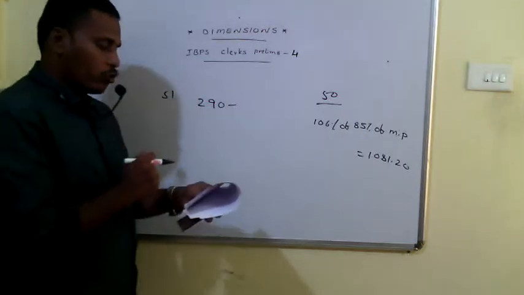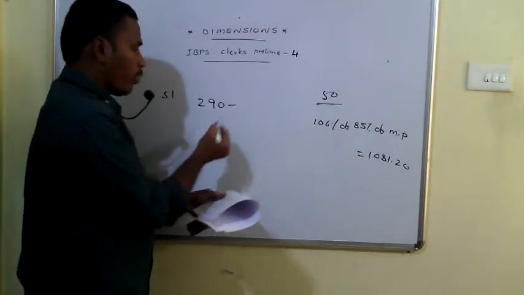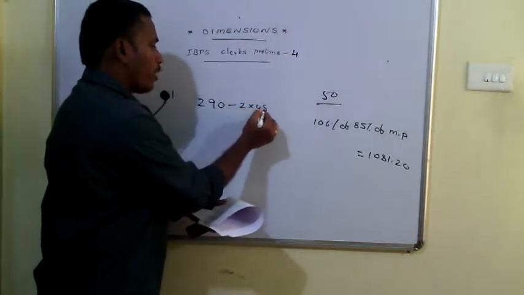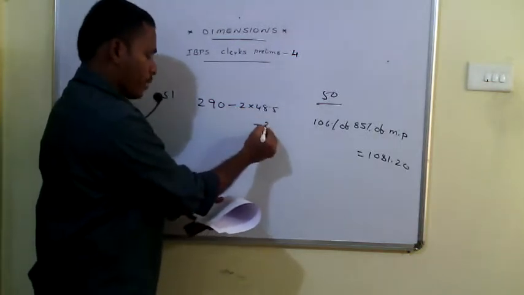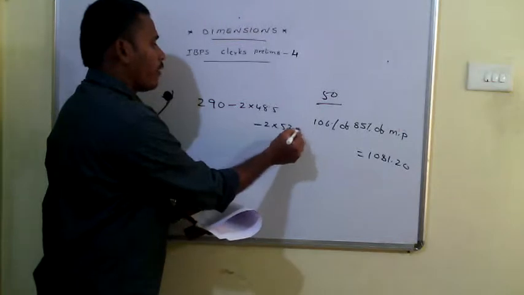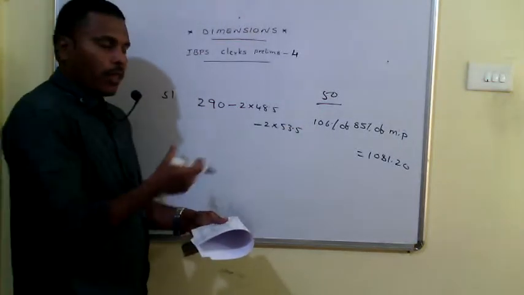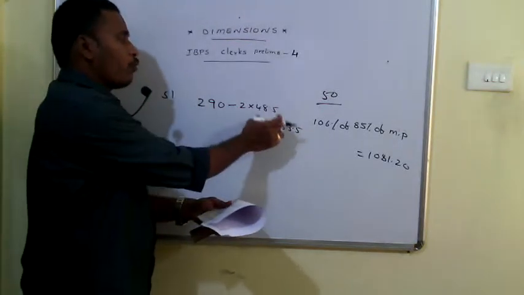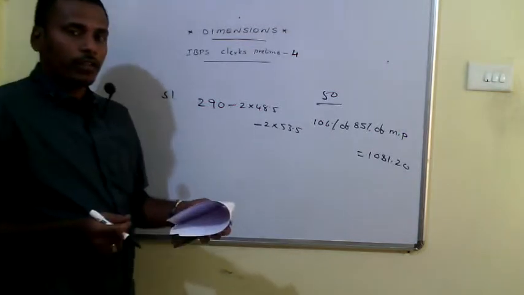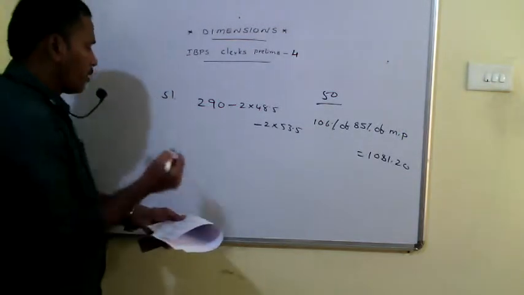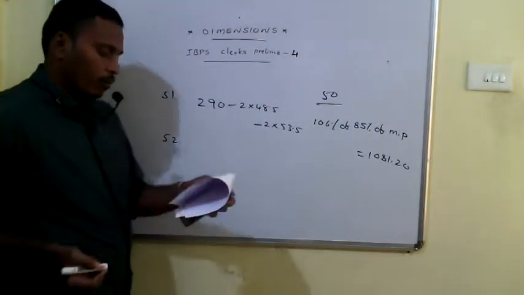See, the sum of the first two numbers, whose average is given as 48.5, is 2 into 48.5. Sum of the last two numbers is 2 into 53.5. From the sum of 5, after removing 4 numbers, we are left with the value of the third number, and that was your answer. Okay, right. Then coming to the 52nd problem.